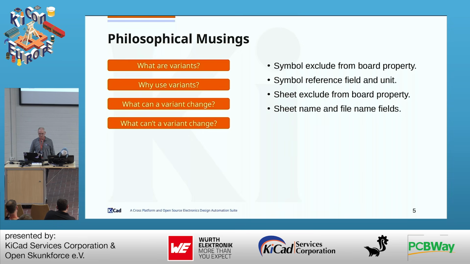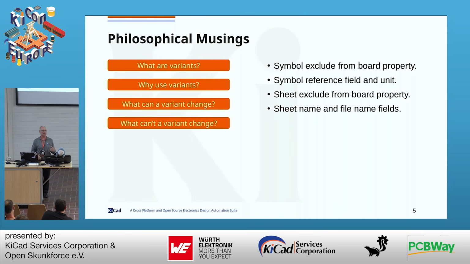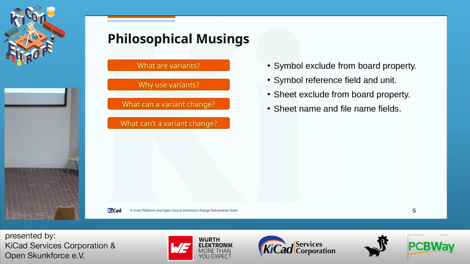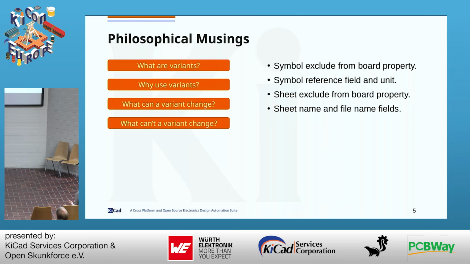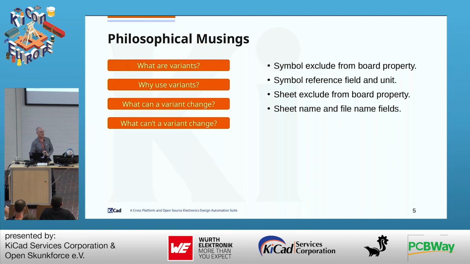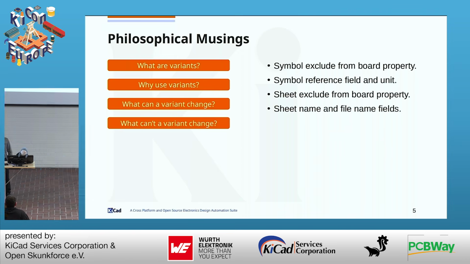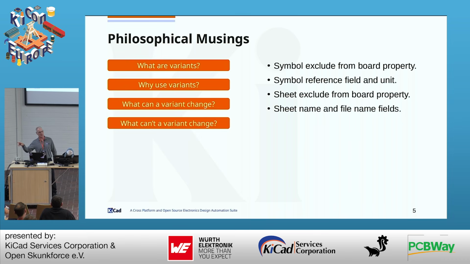So, what can't you change? Well, basically anything that would make your board a different design. Right now KiCad doesn't support multiple boards, so anything that would make the board different, you can't change. For instance, the exclude from board property. You can't change that, because if you add that symbol or footprint to one board but not another board, that's a different board.